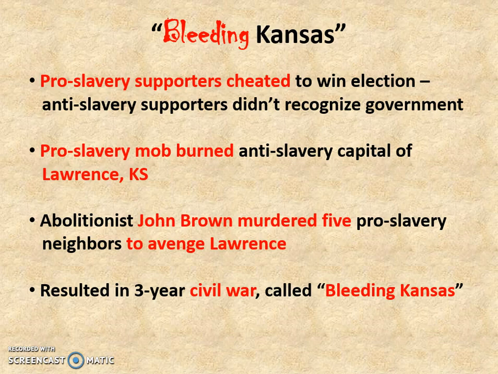The pro-slavery mob attacks and burns down their capital city. To avenge this, one of the abolitionists named John Brown, who is a little extreme, probably to the point of being a little crazy, to tell you the truth, kidnaps and captures five of the pro-slavery leaders in the middle of the night, takes them out into a field, and murders them with swords to avenge the burning of Lawrence, Kansas. This is just one act in a long, protracted three-year civil war in Kansas called Bleeding Kansas.